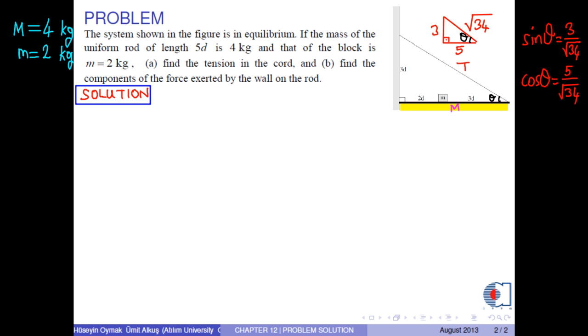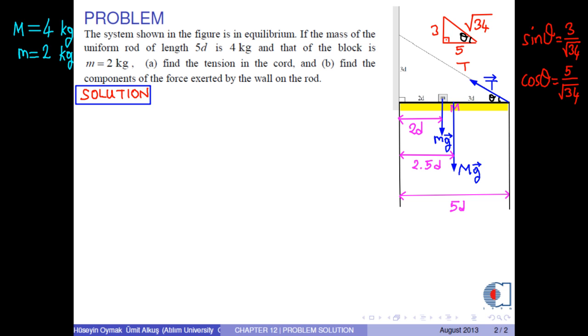To solve the problem, let us draw all the forces acting on the system. The gravitational force acting on block M is m times g. The gravitational force acting on the rod is capital M times g. Since the rod is uniform, the center of mass is in the middle. The tensional force on the rod due to the string is drawn like this. It can be decomposed onto x and y axis as follows. And the components of the force exerted by the wall on the rod is drawn like this.